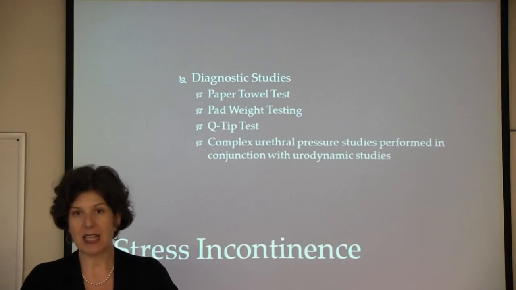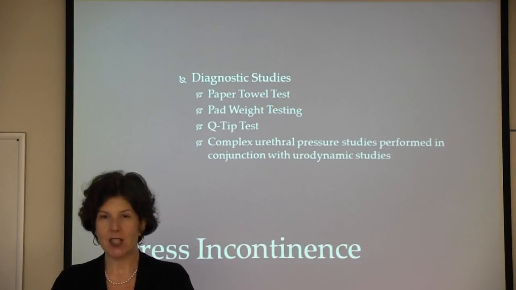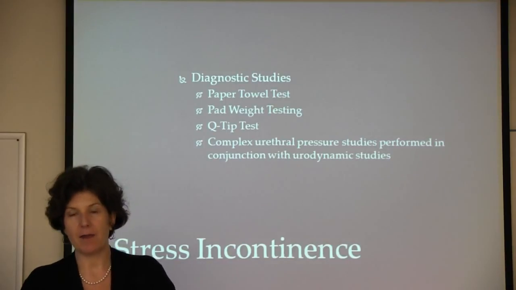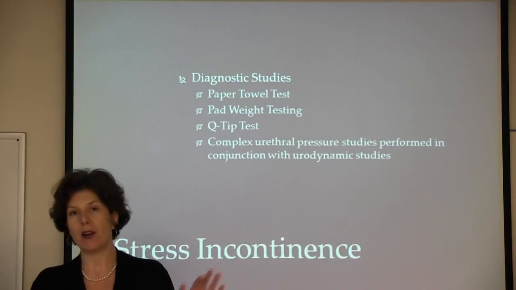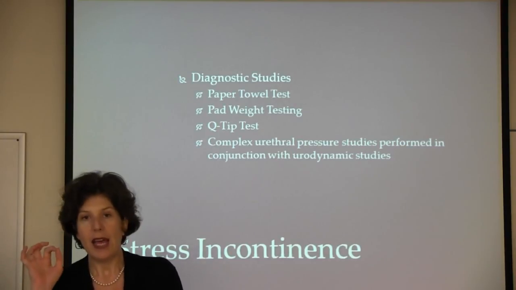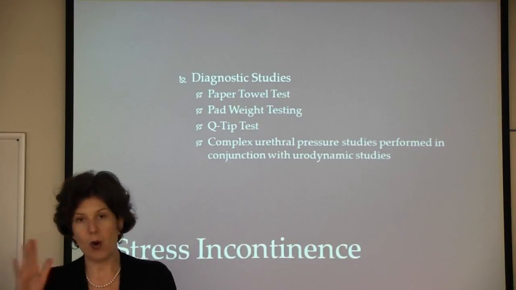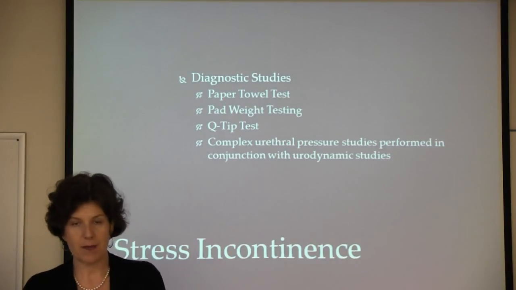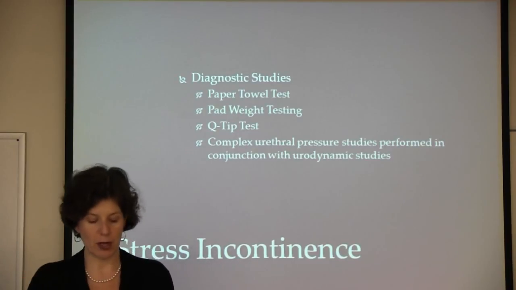The Q-tip test is actually a test that's a little bit more invasive and not quite tolerated as well. What you want to do is place the female in the lithotomy position, lying on her back, her legs spread, and you're going to put a lubricated cotton tip applicator in her urethra. Then you're going to have her bear down or cough, and you want to measure the angle that the cotton tip applicator moves. So this is sort of like an imaginary protractor, and you're seeing what angle it works at.